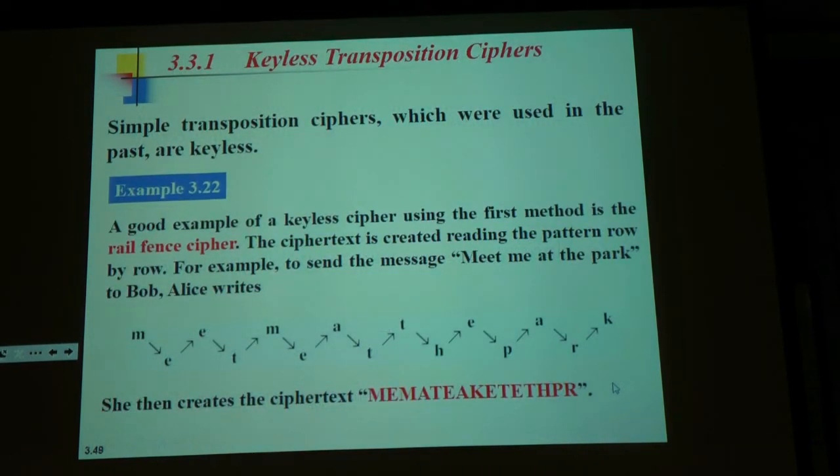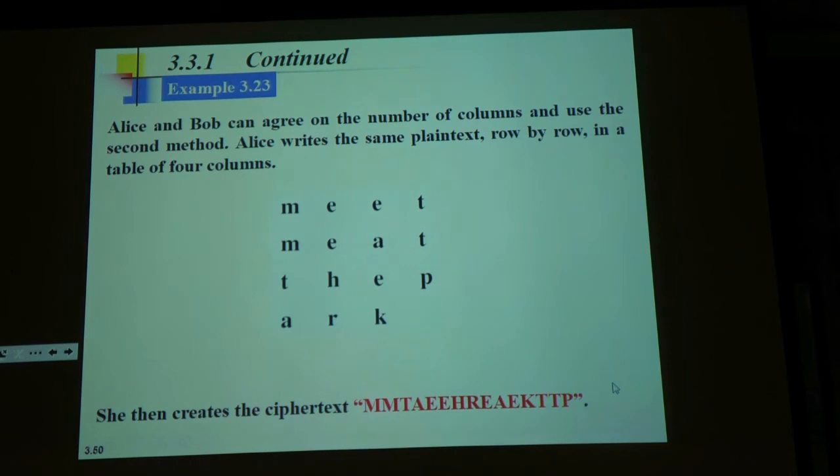For example, if I need to send a message, meet me at the park, I make a matrix. I don't send "meet me at"; I send MEMATEAK, and then I send ETETHPR. That would be the message transmitted. Same characters, but they are reordered according to a certain agreement. Or you could put it like this and send MMTAEEA, and so to the end.